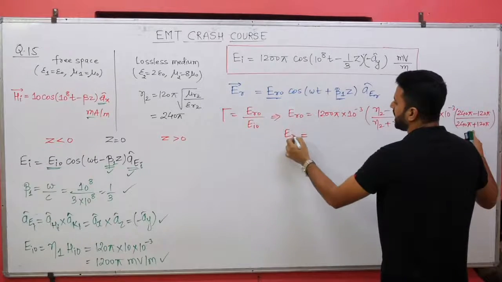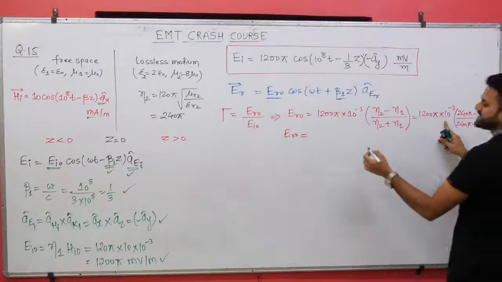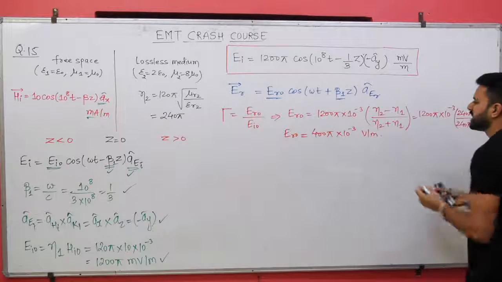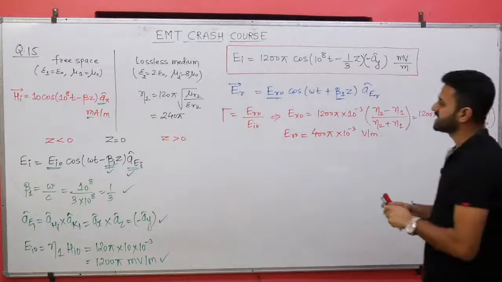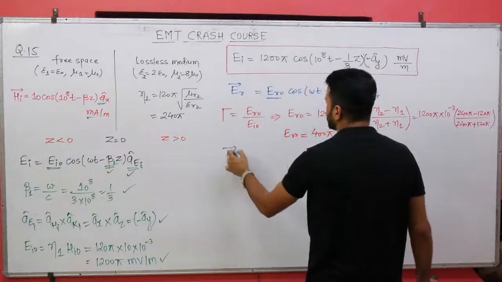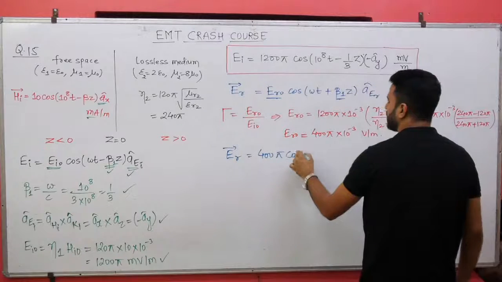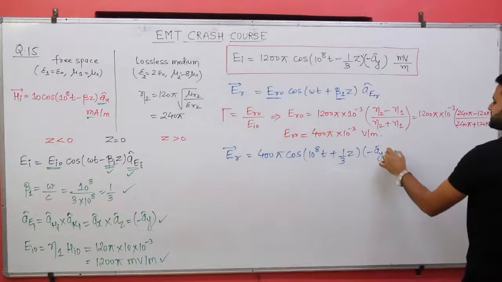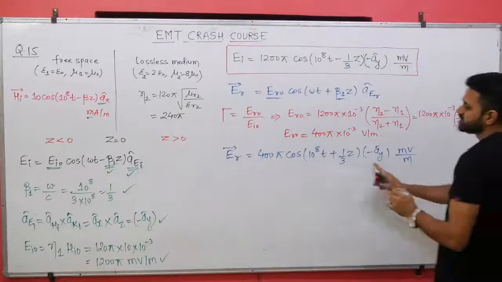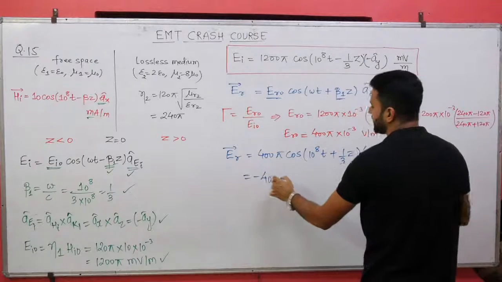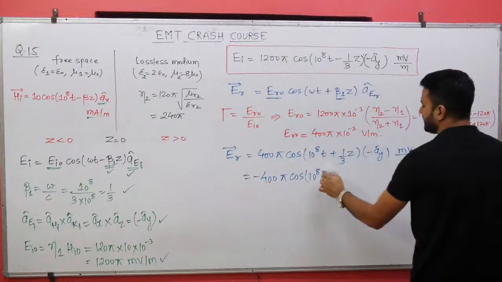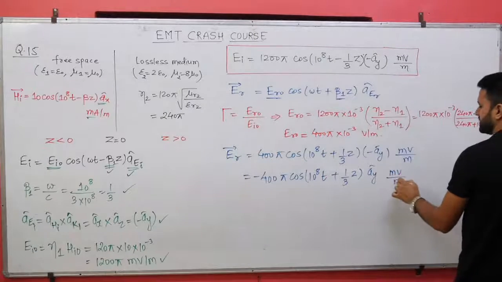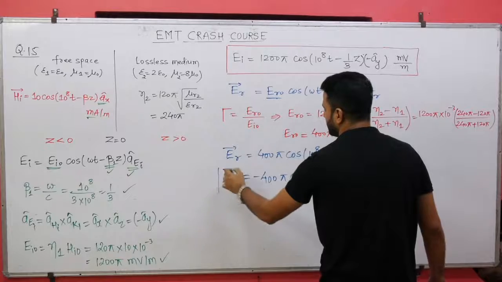So you will get ER naught is 1200 pi divided by 3, that means 400 pi into 10 raised to power minus 3 volt per meter. Now we write the expression: ER is equal to 400 pi cos of (omega t, with omega 10 raised to power 8, plus 1 by 3 Z), and direction is minus y, in millivolt per meter. When we keep the minus sign in front, it is minus 400 pi cos of (10 to the power 8 t plus 1 by 3 Z) AY cap millivolt per meter. So this is the expression of the reflected electric field.